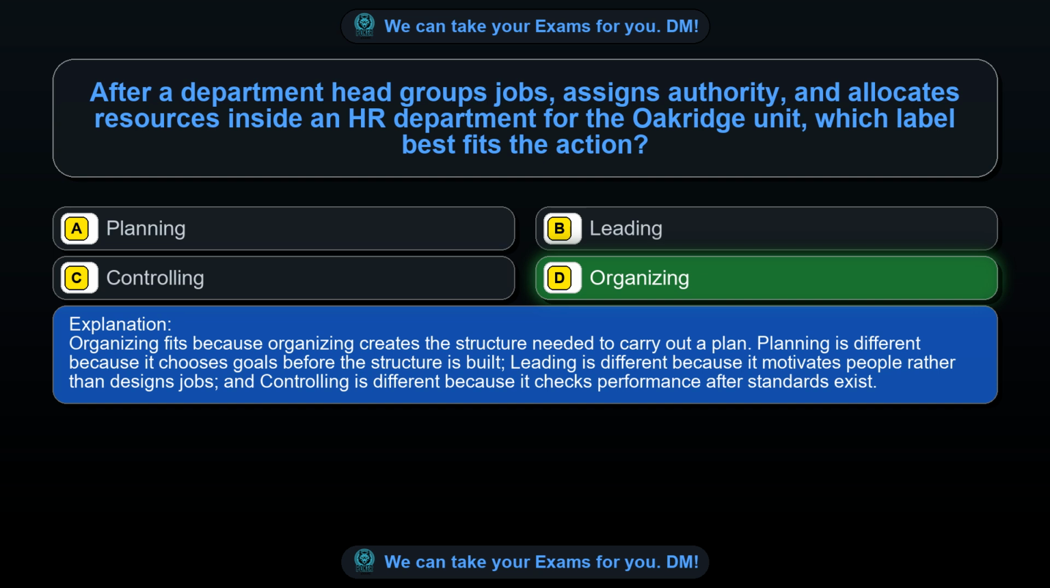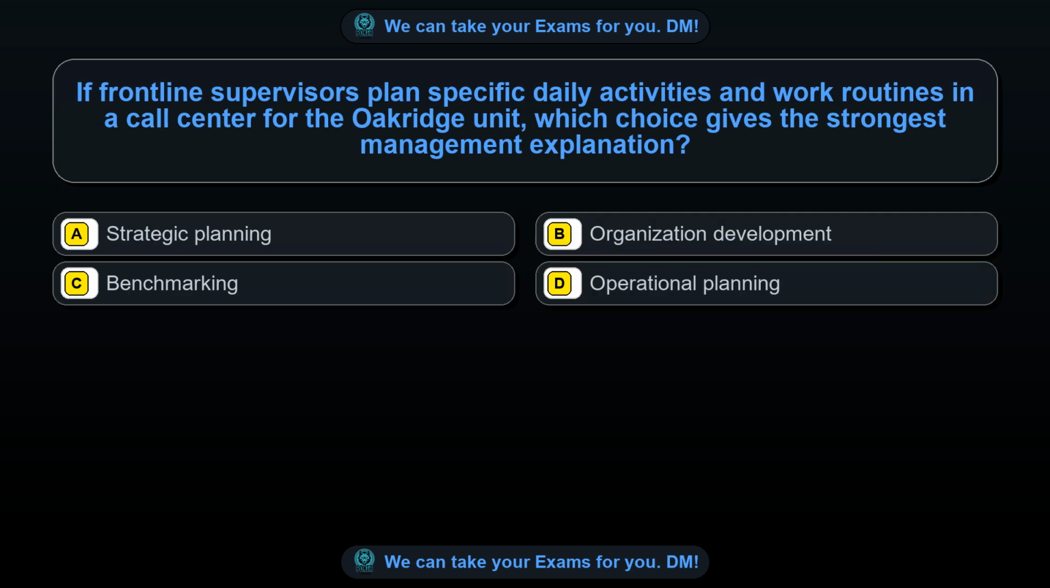standards exist. Question 38. If frontline supervisors plan specific daily activities and work routines in a call center for the Oak Ridge unit, which choice gives the strongest management explanation? Option A, strategic planning. Option B, organization development. Option C, benchmarking. Option D, operational planning. The correct answer is option D, operational planning.